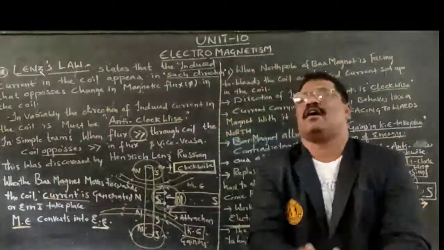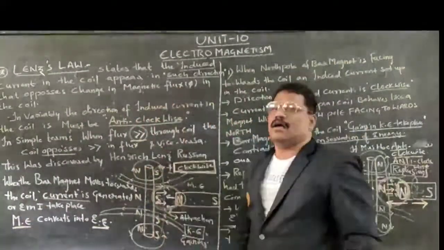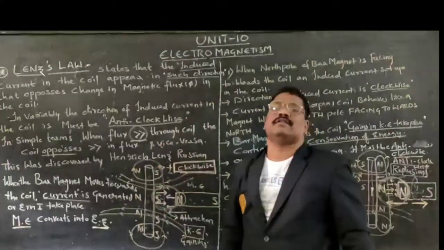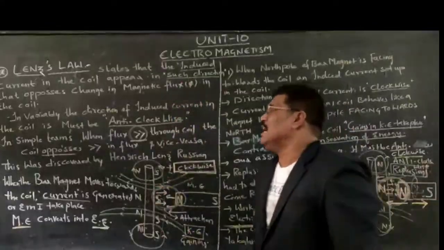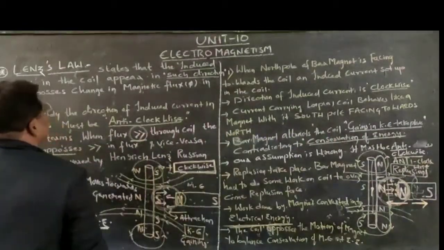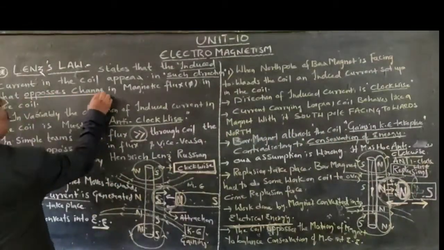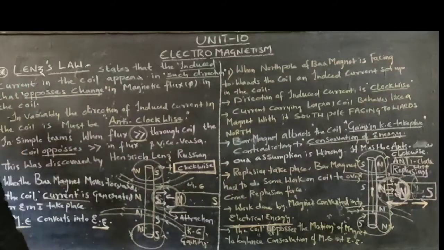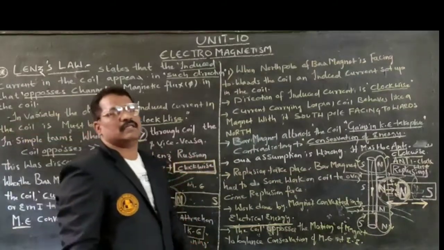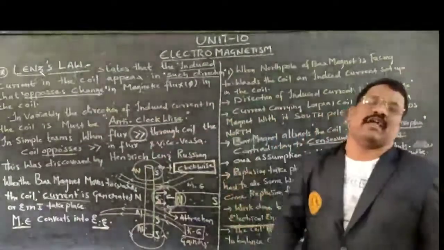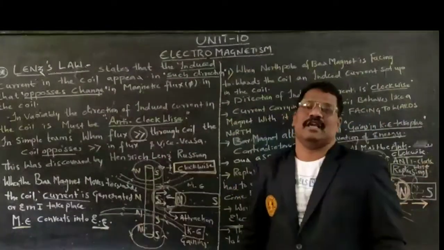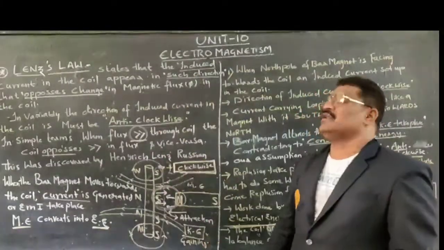This is the phenomenon of Lenz's law, formulated by Heinrich Lenz, a Russian physicist. It gives the direction of the induced current produced in the coil, and invariably the direction of the induced current in the coil will be anti-clockwise. This is the concept of Lenz's law.